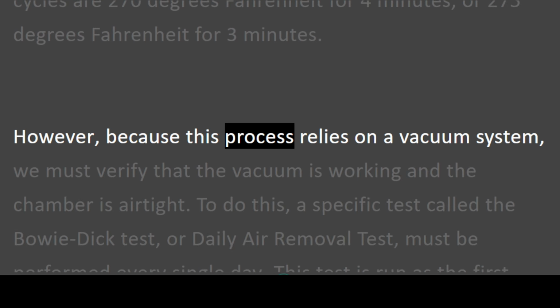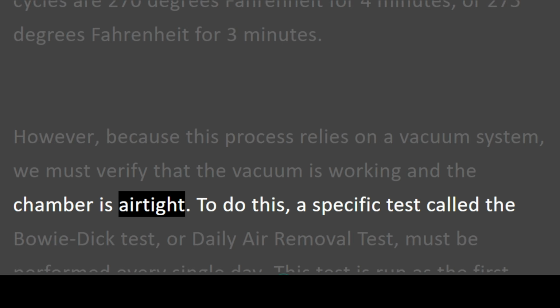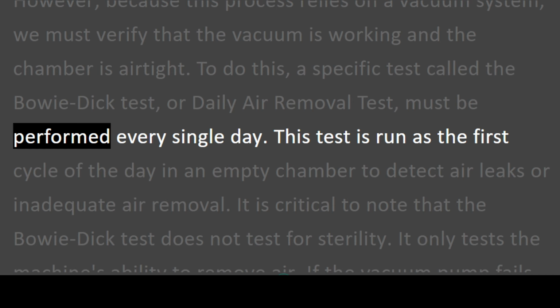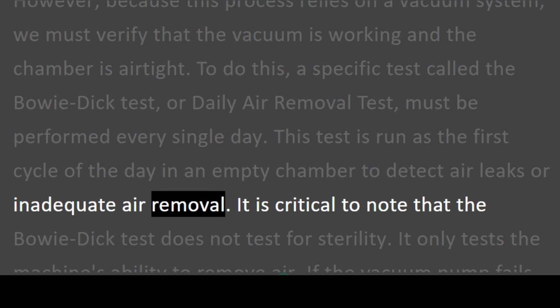However, because this process relies on a vacuum system, we must verify that the vacuum is working and the chamber is airtight. To do this, a specific test called the Bowie-Dick test, or daily air removal test, must be performed every single day. This test is run as the first cycle of the day in an empty chamber to detect air leaks or inadequate air removal.